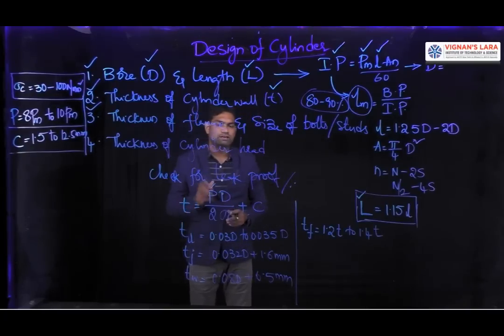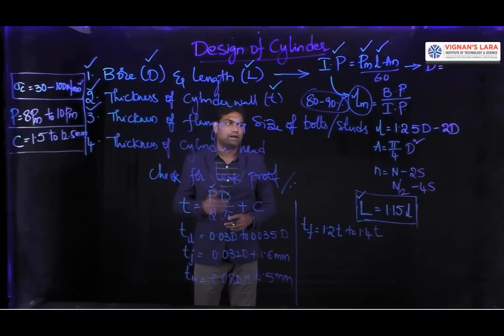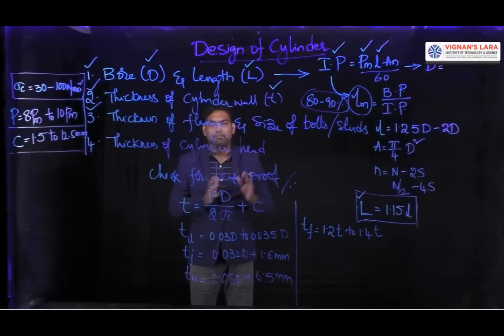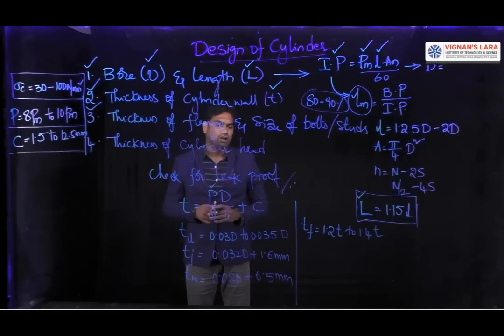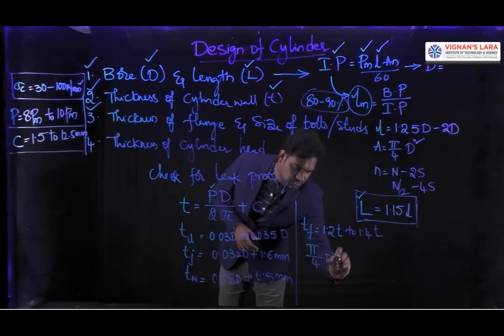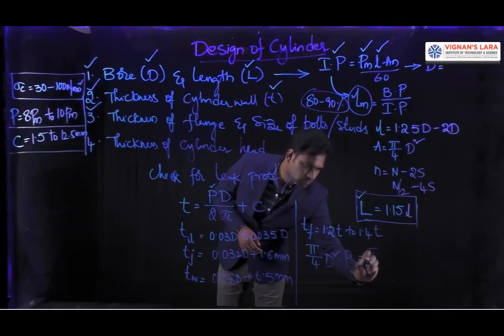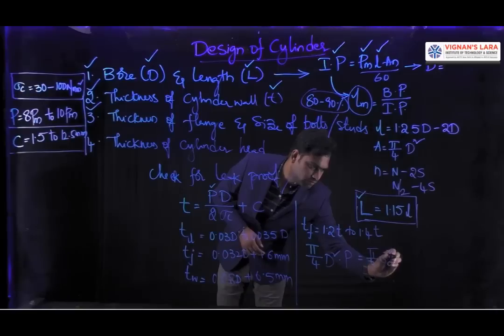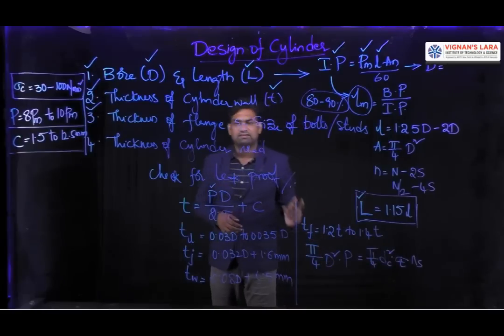Here the size of the bolts, that is the nominal diameter of the bolts or studs, or the core diameter of the bolts and studs, is calculated by equating the maximum gas load acting inside the cylinder, the pressure that comes out of the explosion process, to the opposing force of the bolts, that is the tensile strength. So we need to equate the maximum gas load to the maximum tensile strength of all the bolts. The maximum gas load is given by pi by 4 D square into P, which is equal to pi by 4 dc square into sigma T into ns.